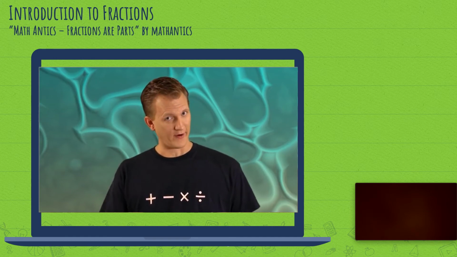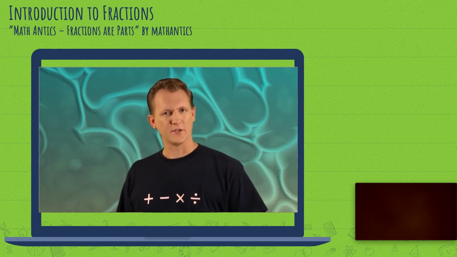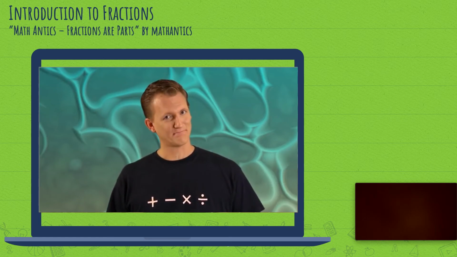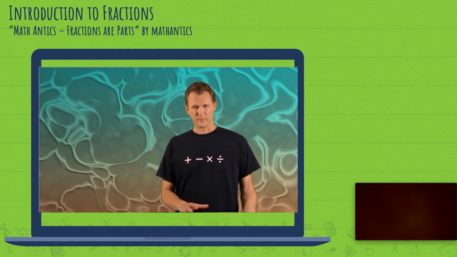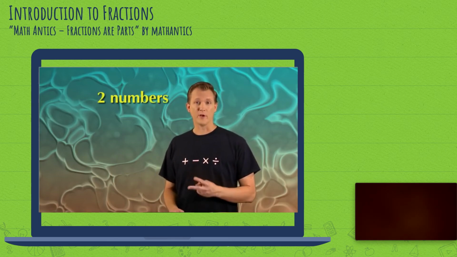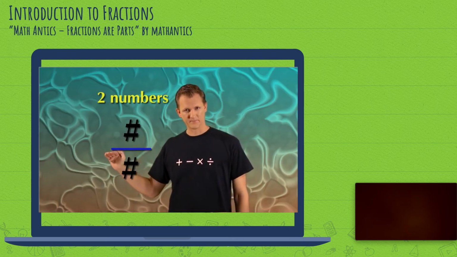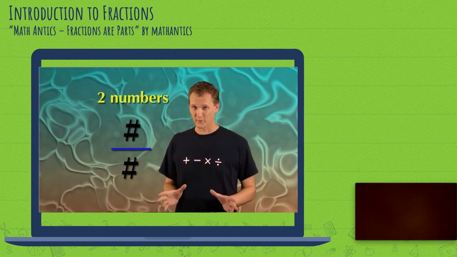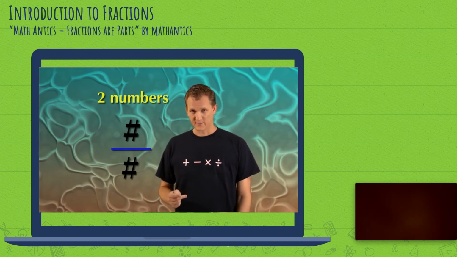Because this is math and not art, we can't just keep on drawing pictures. We need to learn how to write out fractions using the language of math. Yep, you guessed it. That means using numbers. Unlike a regular number, to write a fraction you need 2 numbers. One number on top, one number on bottom, and a line between them. I'll explain exactly what the line's for later in the video. But for now, let's figure out what those 2 numbers mean.